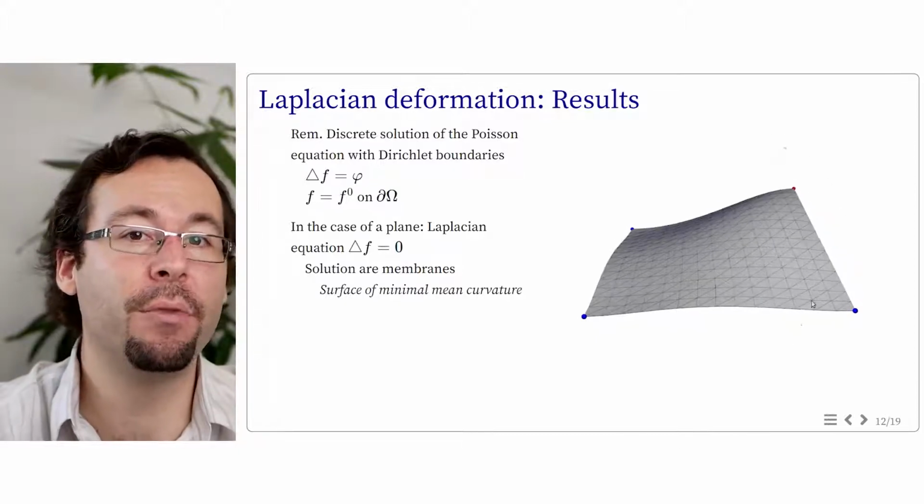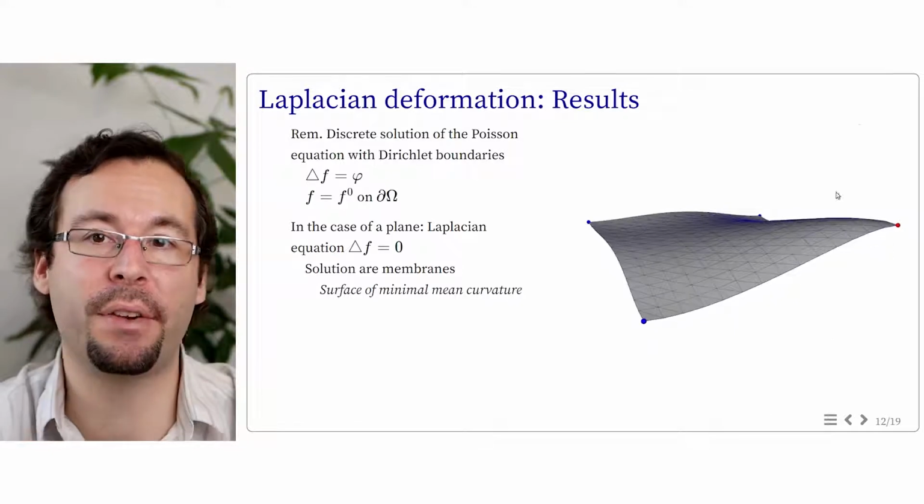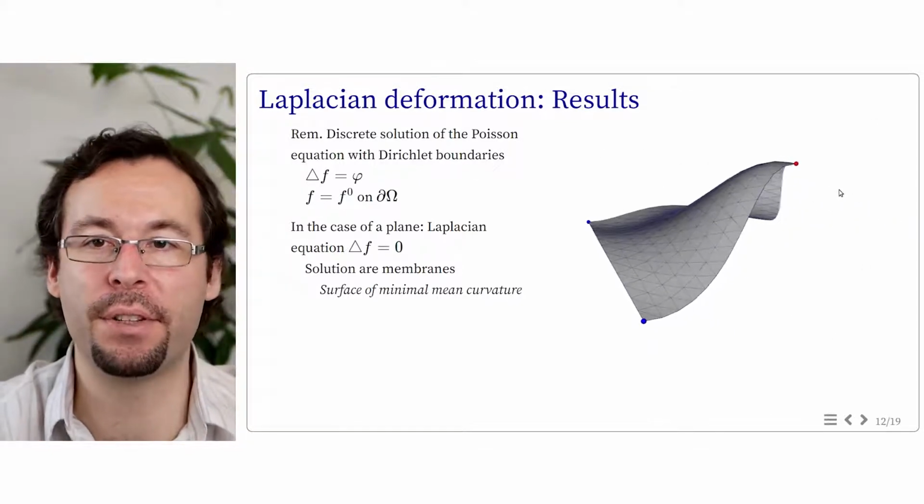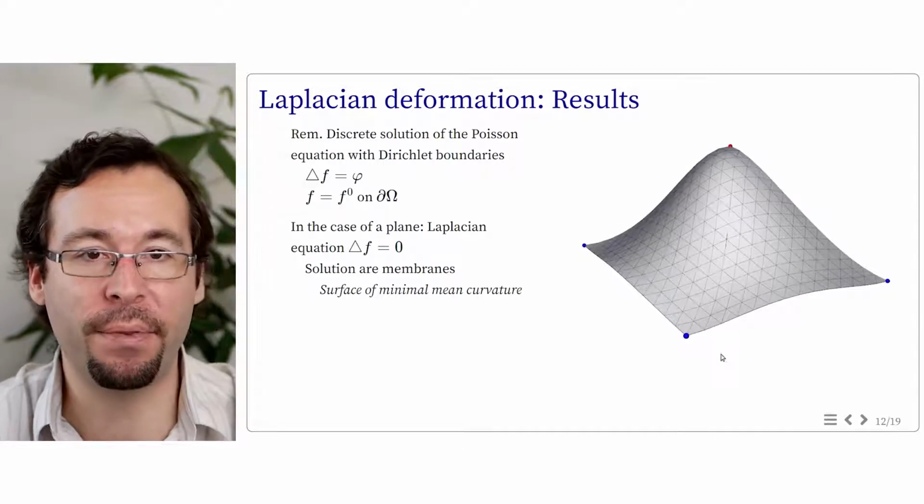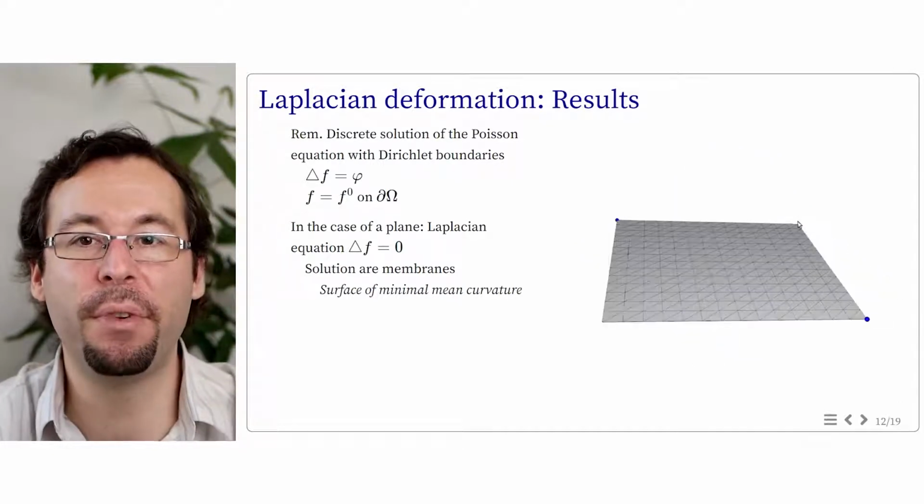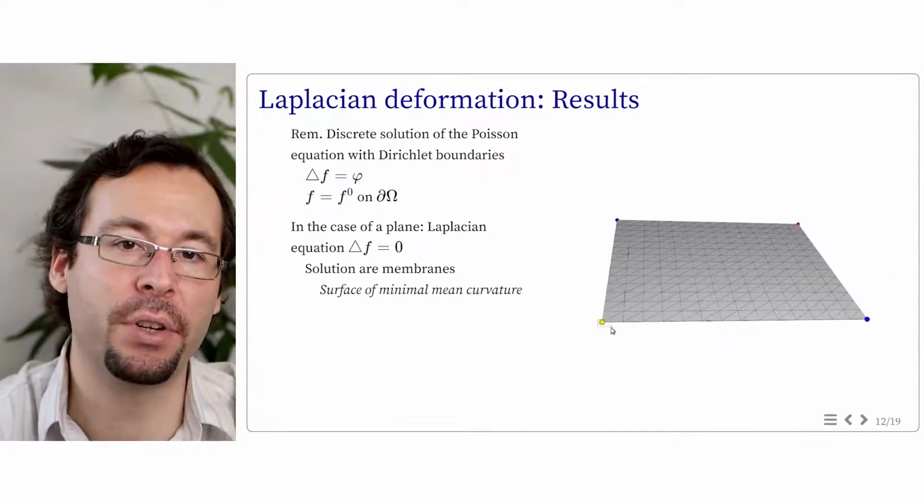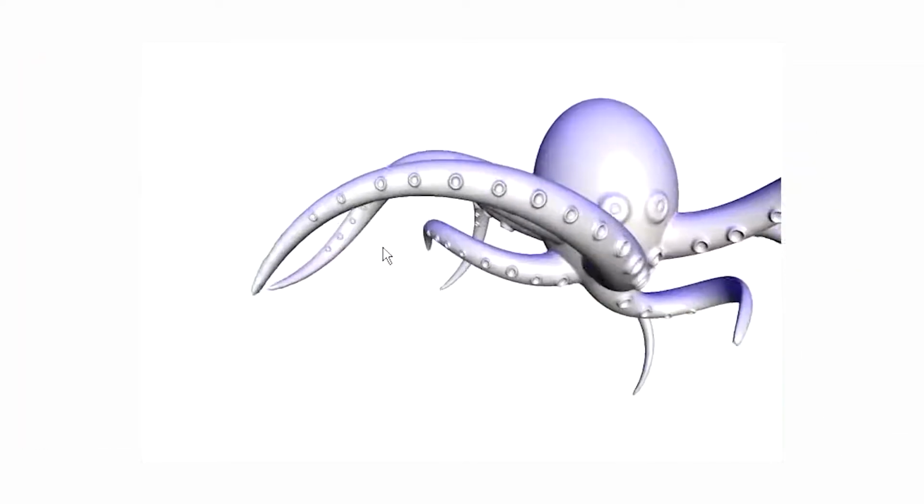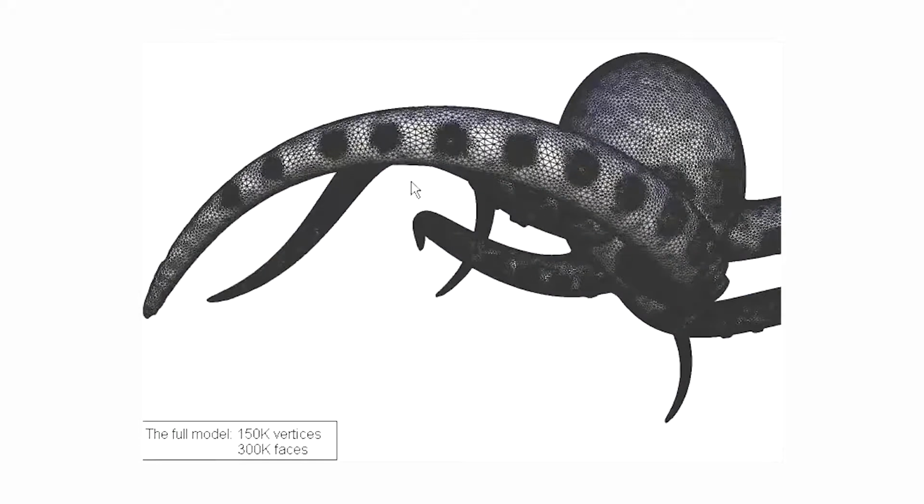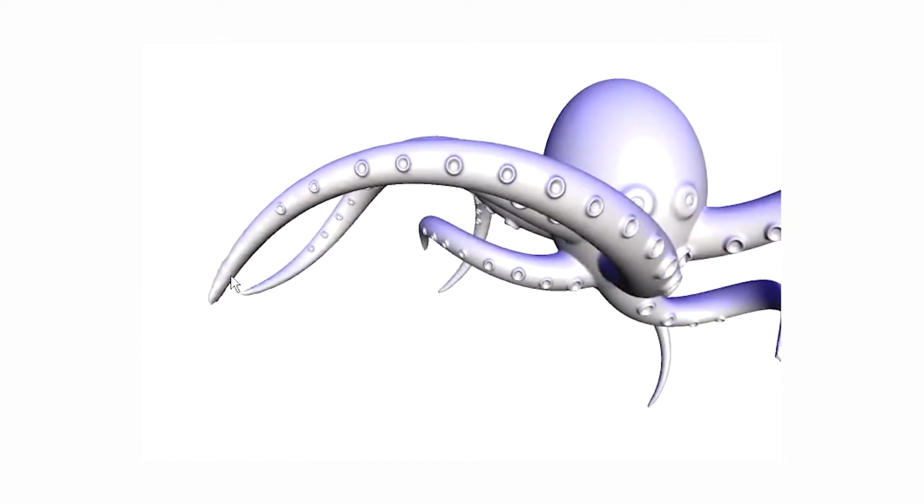And if we start from an initial plane, the objective Laplacian value is 0. So we are actually solving the Laplace equation, Laplacian of f equals 0. The solutions are already known to be membrane surfaces, which are surfaces with minimal mean curvature interpolating the constraints. Here are some more results from the original publication of the Laplacian deformation in 2004.